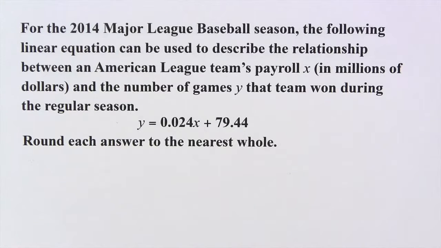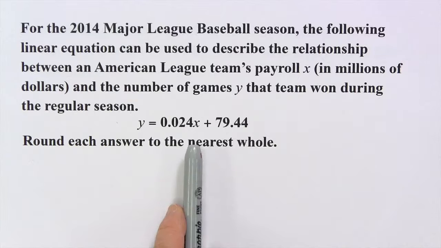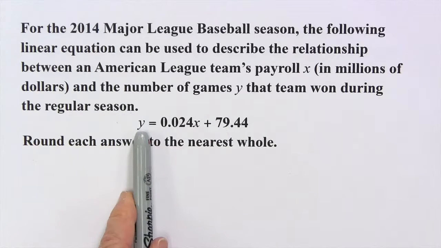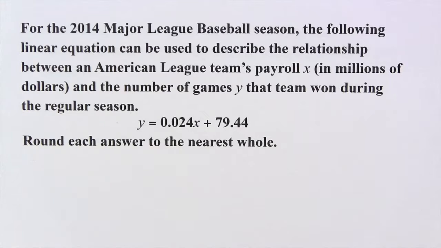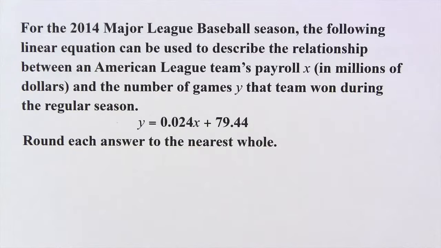For the 2014 Major League Baseball season, the following linear equation can be used to describe the relationship between an American League team's payroll X, in millions of dollars, and the number of games Y that team won during the regular season. X is payroll in millions of dollars, Y is number of games won. We're going to use this equation. Just remember to round each answer to the nearest whole.